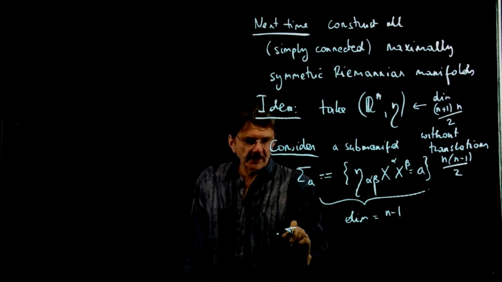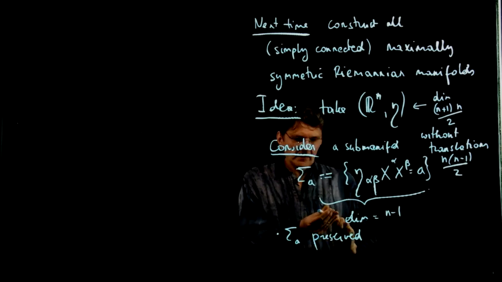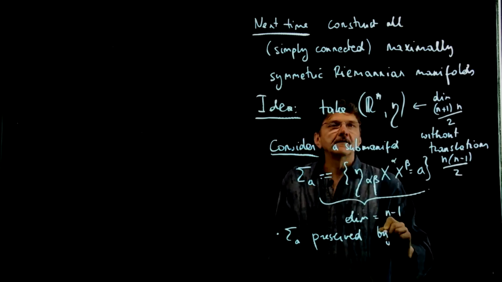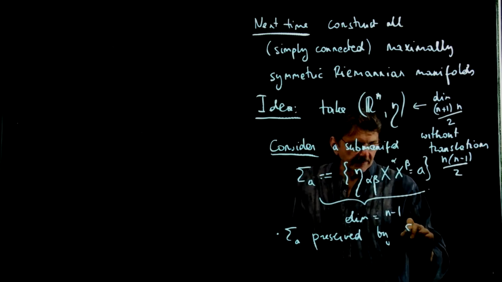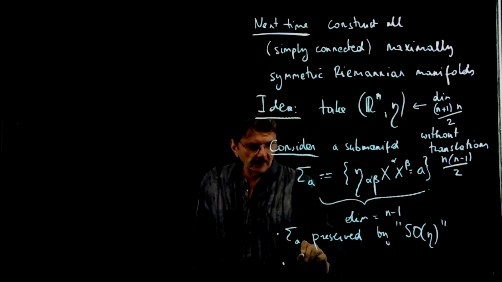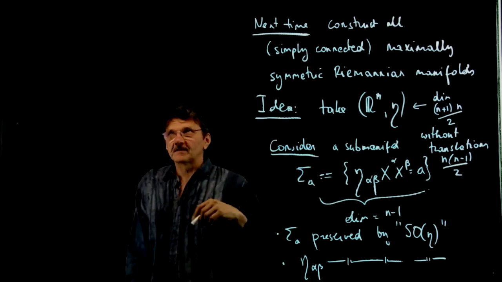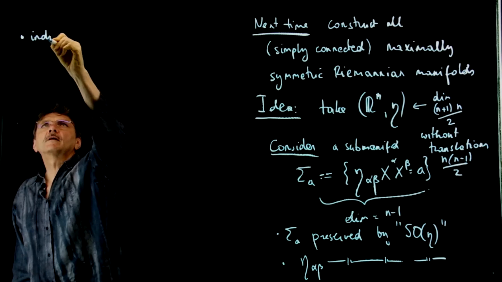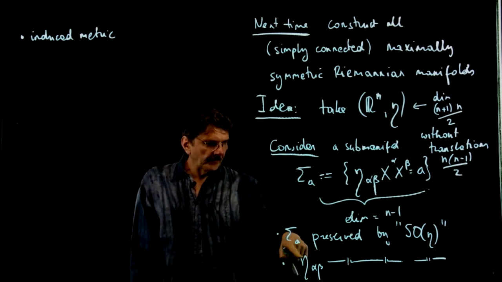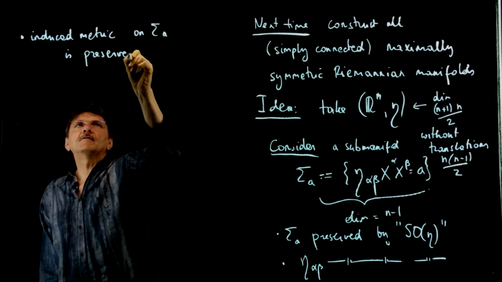Now, Sigma_A is preserved by the Lorentz group, so by isometries of Rn which preserve the origin. Let's call this SO(eta). And the metric eta_{alpha beta} is preserved by this group. So this means that the induced metric is preserved. I'm going to repeat this next time, but just to give you an idea what we've done, the induced metric on Sigma_A is preserved. And so this is going to give us our model space.